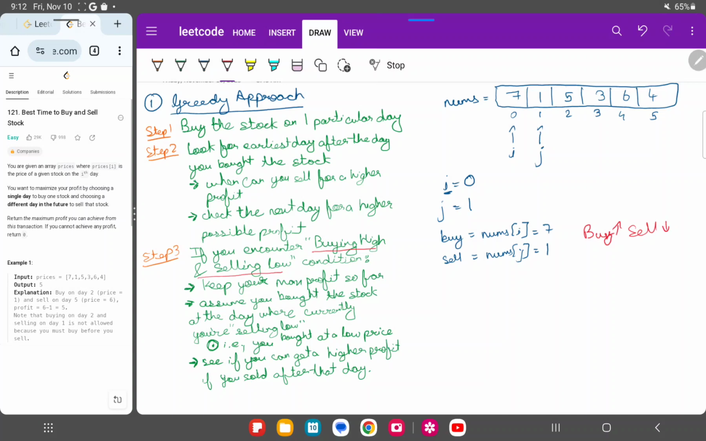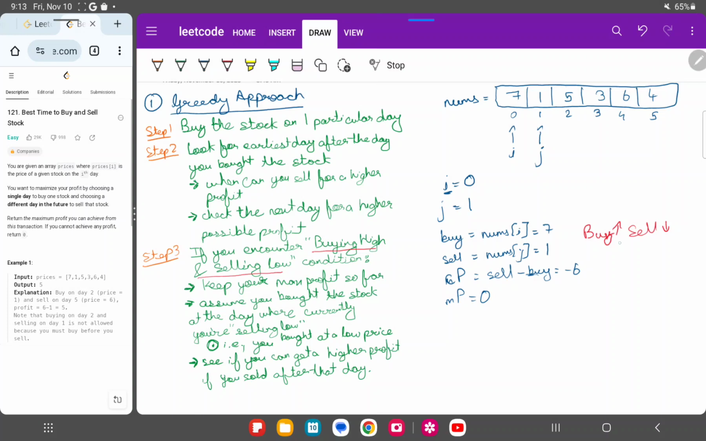So what do we do in that case? First of all, we save our max profit encountered so far. The current profit is sell minus buy. So that is 1 minus 7, which equals minus 6. So there's actually no profit. Initially max profit would always be 0, and since current profit is not greater than max profit, we keep it as it is, 0.